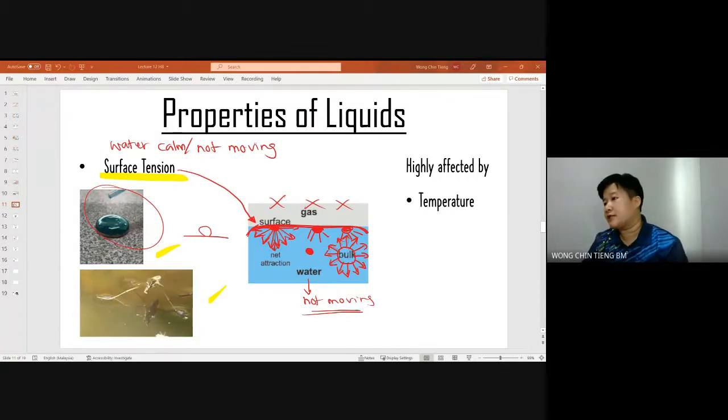Property of liquid yang dia suka sangat minta kamu explain adalah viscosity and surface tension, obviously. Sebab tu saya letak dia sebagai satu individual slide. So, the rest of the property I think is quite easy for you. Okay?